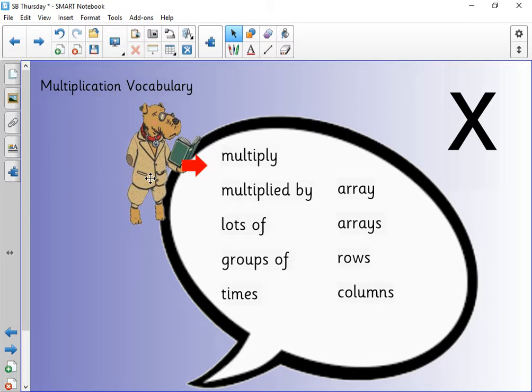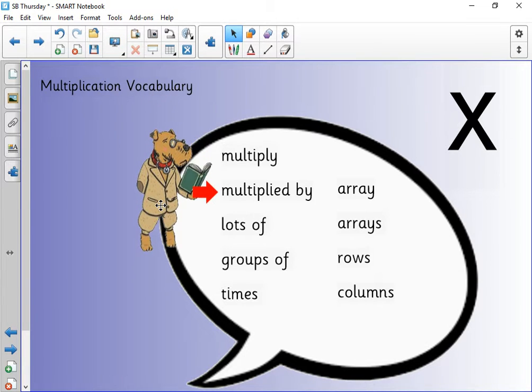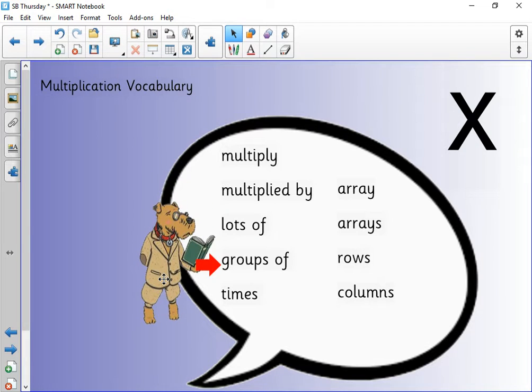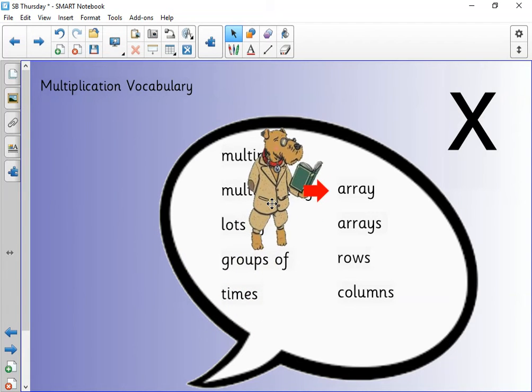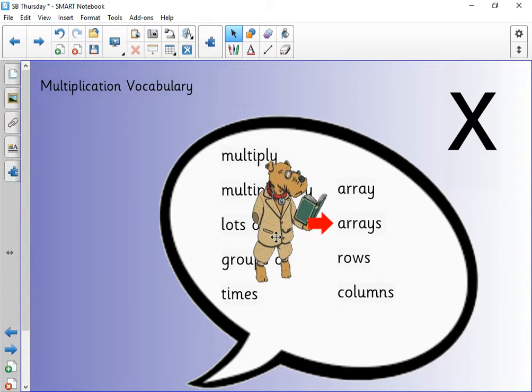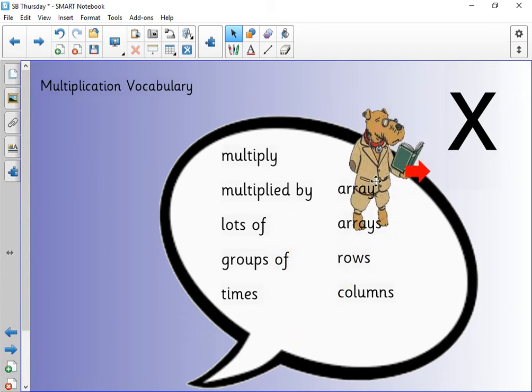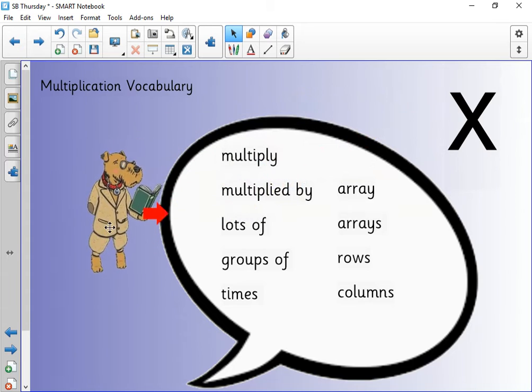Let's read our vocabulary. Let's do it all together. Multiply, multiplied by, lots of, groups of, times, I need to hear you please, array, arrays, rows, and columns. And what's the name of this symbol, everybody? Shout out for me. That's right, it's the multiplication symbol.